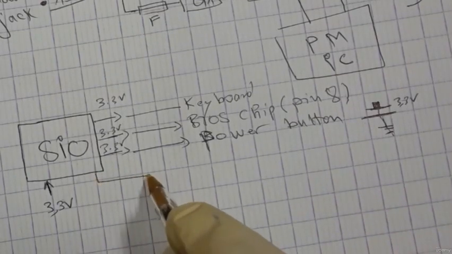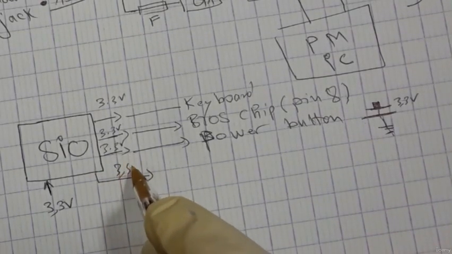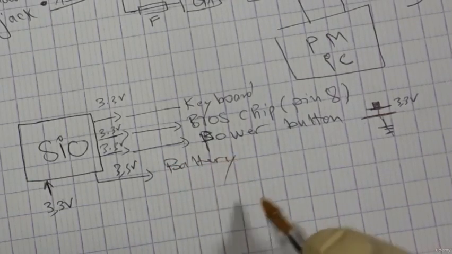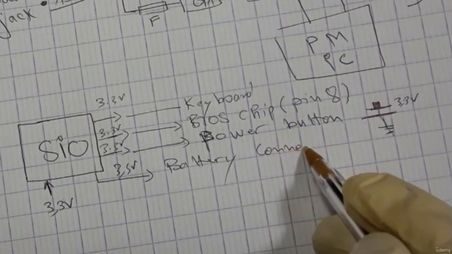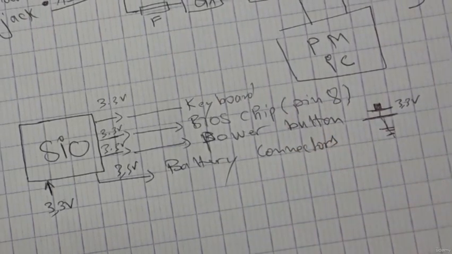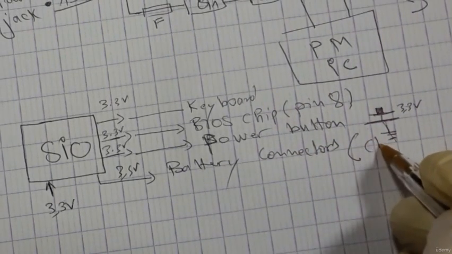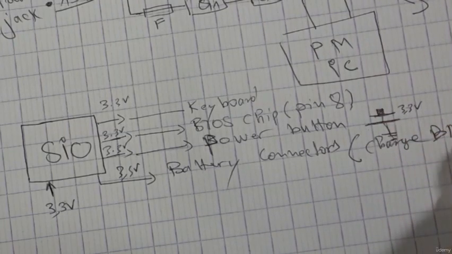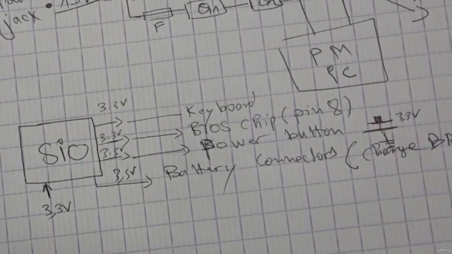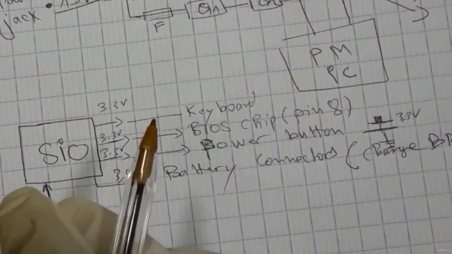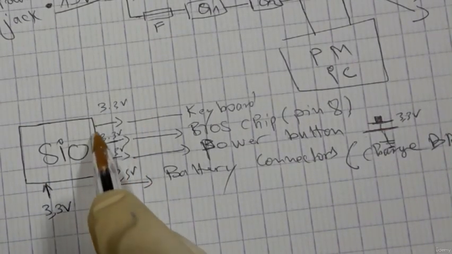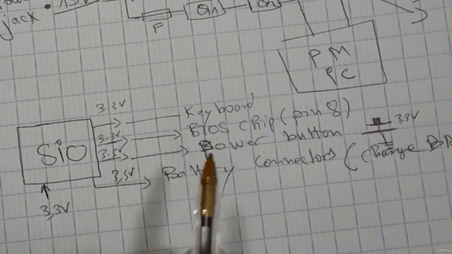Also, it gives 3.3 volt to the battery connector, in order to charge the battery. Okay, so the SIO has a very important role.